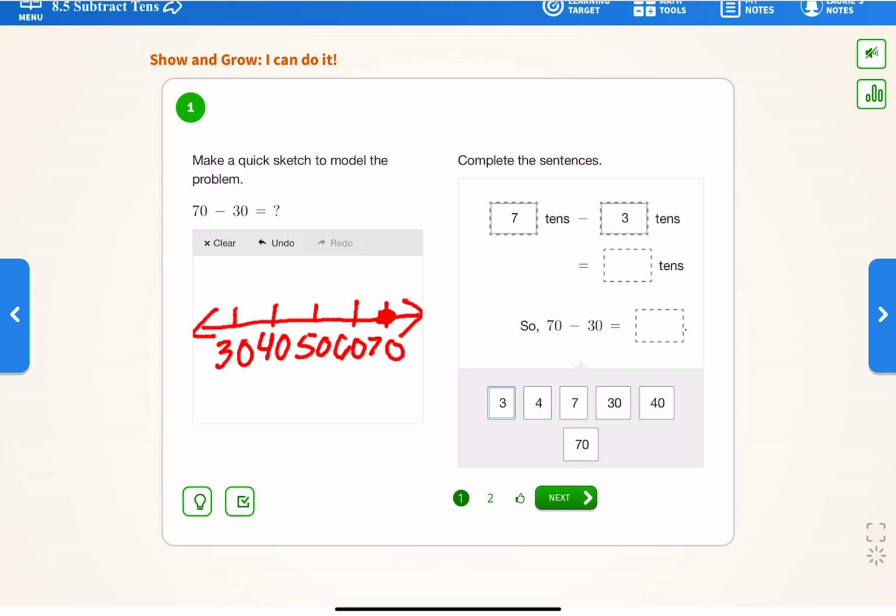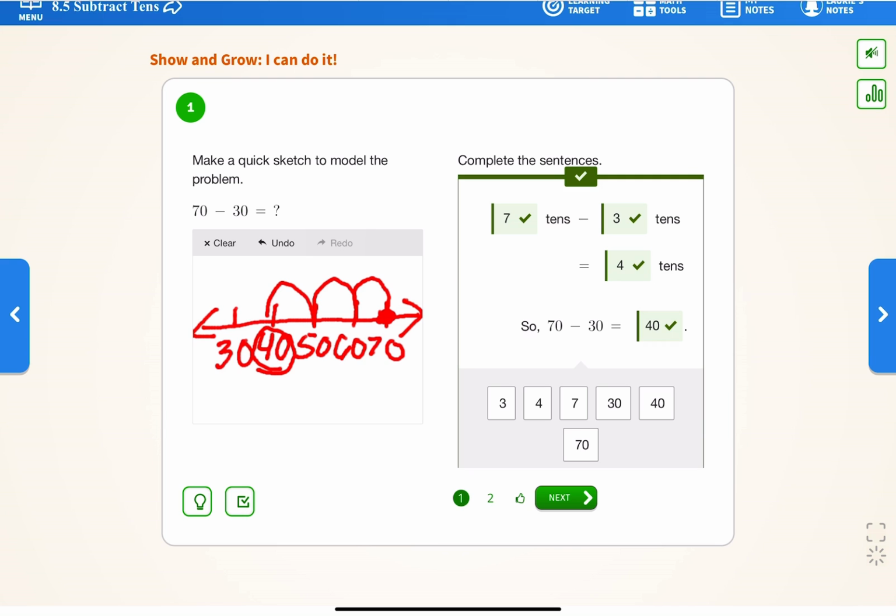But in this case, since our number line is counted by tens, we only take away by how many times? How many times do we count? 3 times. So we'll take away 1, 2, 3, and we landed on 40. So 70 minus 30 is 40. And what's in the tens place in 40? It's going to be 4. 7 minus 3 is 4, which is correct because if we add 3 plus 4, we would get 7. And then 70 minus 30 is 40, which I know we did that correct.